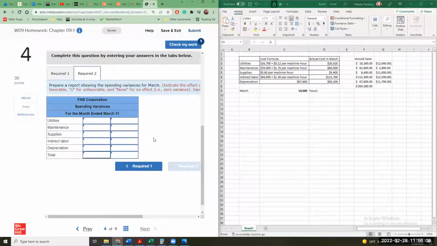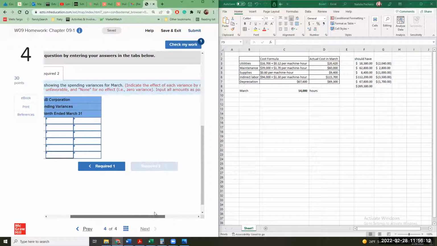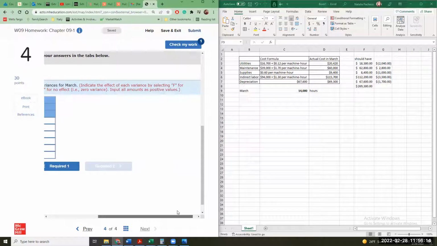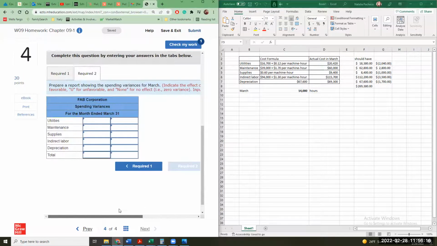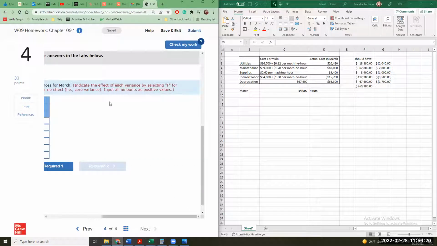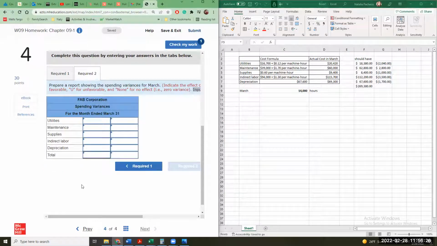Okay, so required 2, prepare a report showing the spending variance for March. And then we select F if it was favorable, U unfavorable, none, no effect. And then this is really important. Input all amounts as positive values. Even if they were unfavorable, we're just gonna write them down as positive.